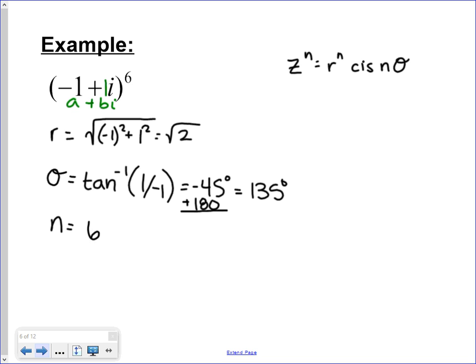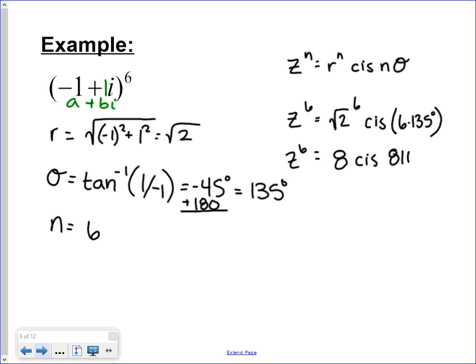So I'm going to say z to the 6 is equal to the square root of 2 raised to the 6, cis 6 times 135. Now, if I wanted to leave my answer in trig form, then I should simplify a few of those things. What is the square root of 2 raised to the 6th power? 8. If you do the square root of 2 times the square root of 2, you get 2. And then you have 3 pairs of 2's, right? So 2 times 2 times 2, you're going to get 8. And then, what is 6 times 135?